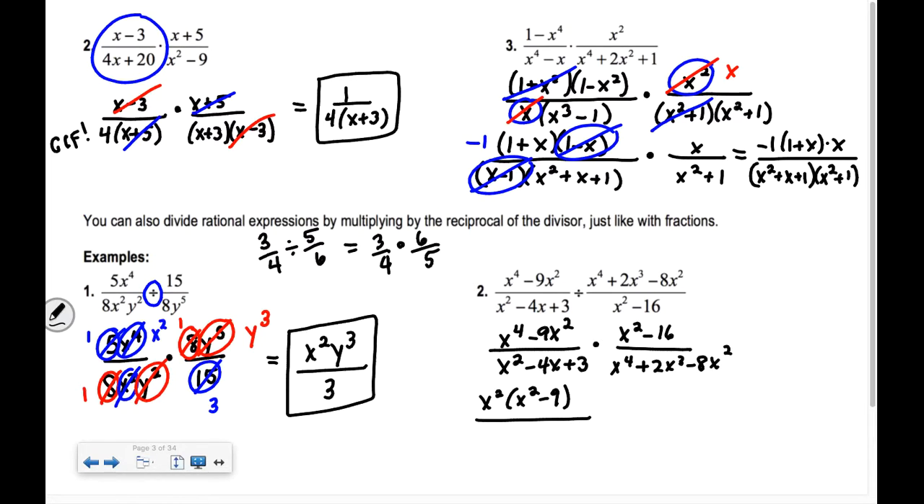On the bottom, I have x squared minus 4x plus 3. So I set up my 2 sets of parentheses. X minus 3 and x minus 1, perfect. On the top, I have x squared minus 16. It's the difference of 2 squares. X plus 4 and x minus 4. And on the bottom, I have a GCF first, so I'm going to pull out an x squared. So I get x squared plus 2x minus 8. So right now there's only one thing that's canceling. The x squared, right? I recommend using colors too on your homework. It helps. Color pencils.